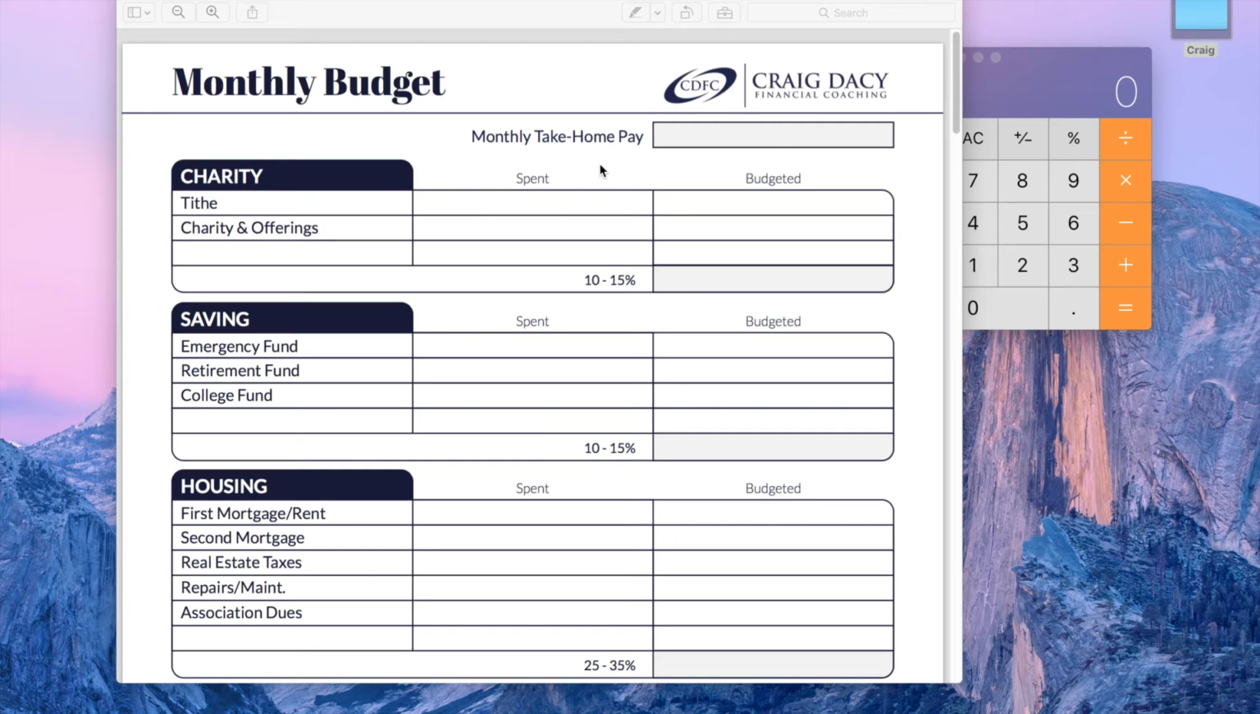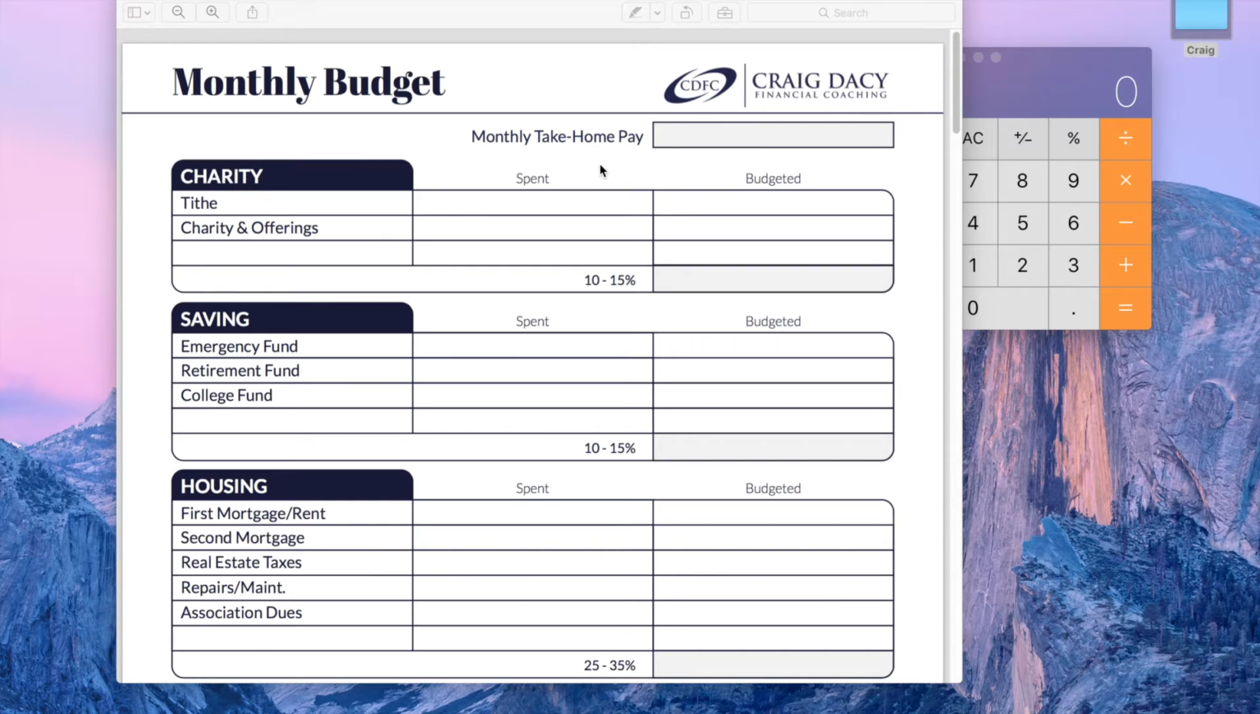Hey guys, I'm here to talk to you about how to create a budget when you have an irregular income. Now, I know a lot of you out there don't have a consistent income coming in every month. Some of you are in sales, you're commission based, or you're self-employed, and so you just don't always know what your monthly take home pay is going to be.